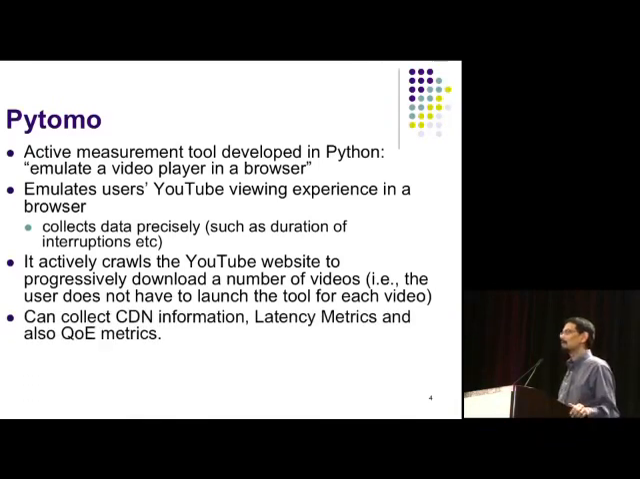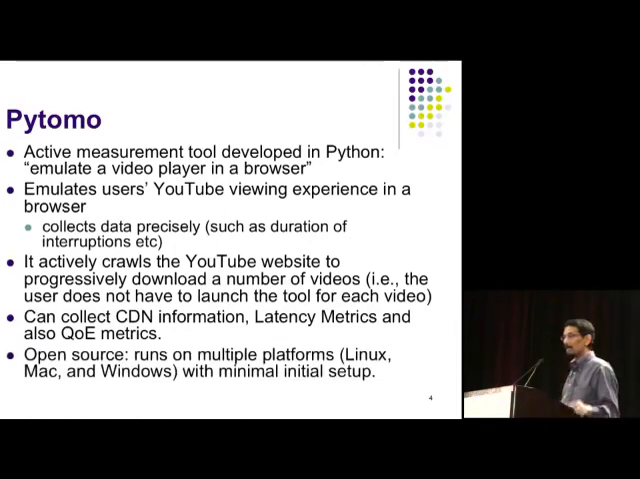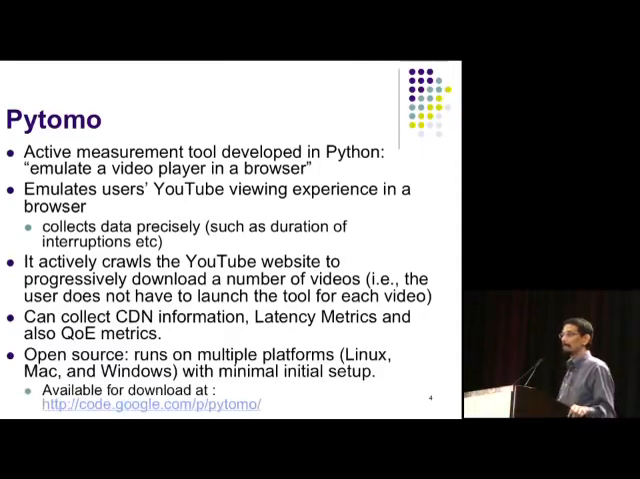We also added a couple of additional things. One of them was latency metrics, which means a ping test. Once we found the specific server ID, we ping it 10 times and collect that information along with the other things. This tool runs on Windows, Mac, and Linux, and the code is available from Google Code. If you don't remember the link, just search Pytomo and it will give you the link so you can download it.